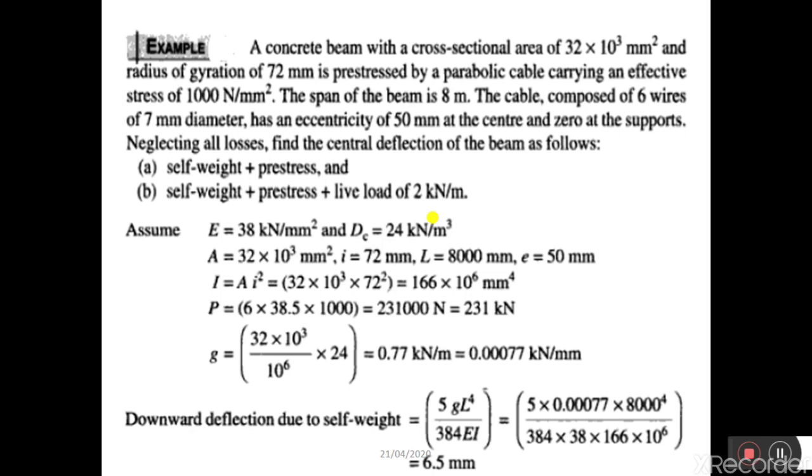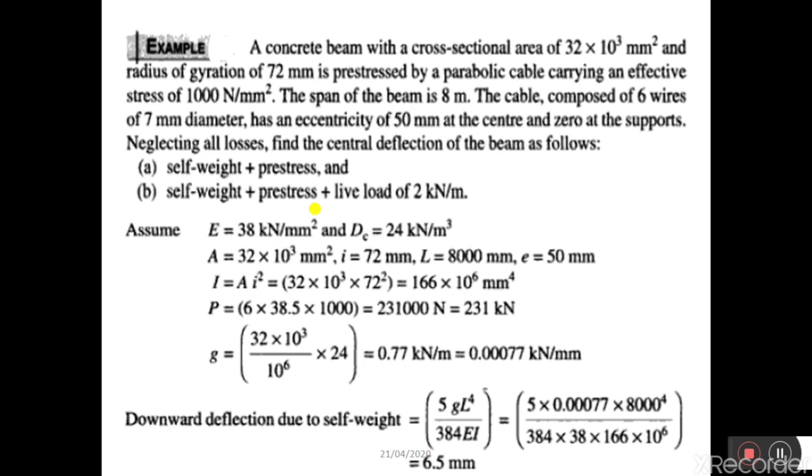Now let us consider a second example. A concrete beam with cross-sectional area of 32 into 10 to the power of 3 millimeter square and a radius of gyration of 72 mm is pre-stressed by a parabolic cable carrying an effective stress of 1000 Newton per millimeter square. The span of beam is 8 meter.